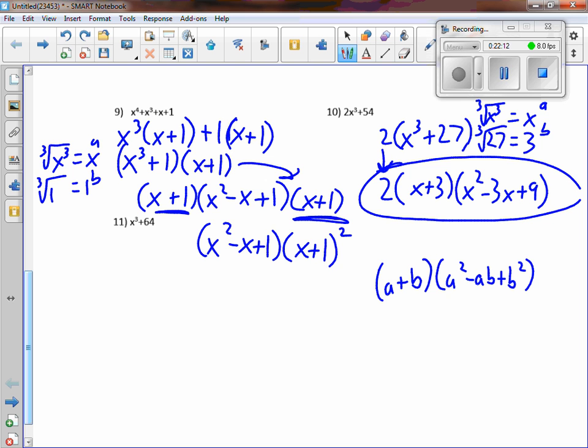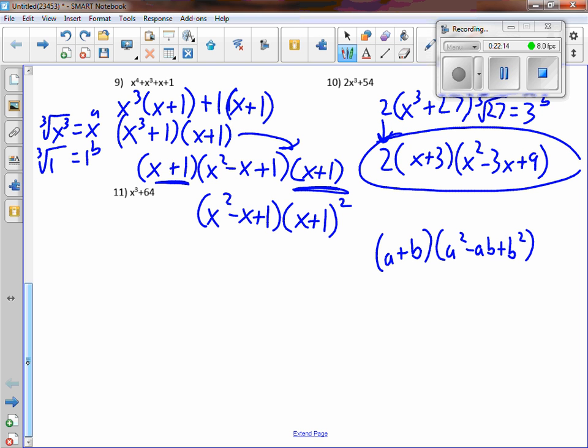Number 11, just like the other ones, we'll look for GCF first. X to the third plus 64, there is no GCF. So we're going to see what other type of factoring we could use. X to the third and 64, those are both perfect cubes.